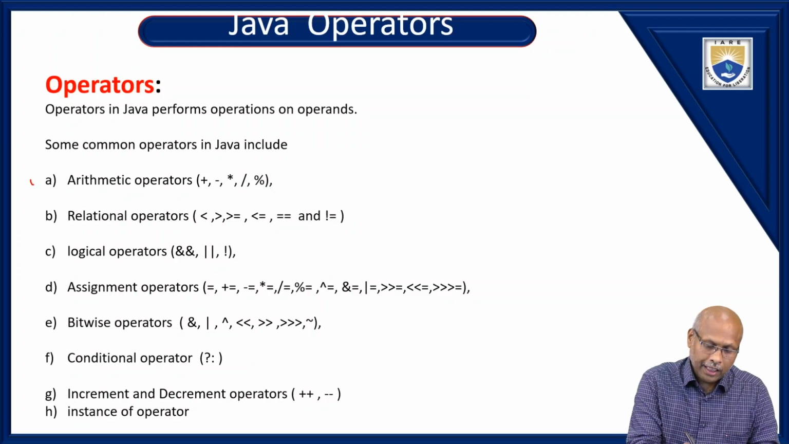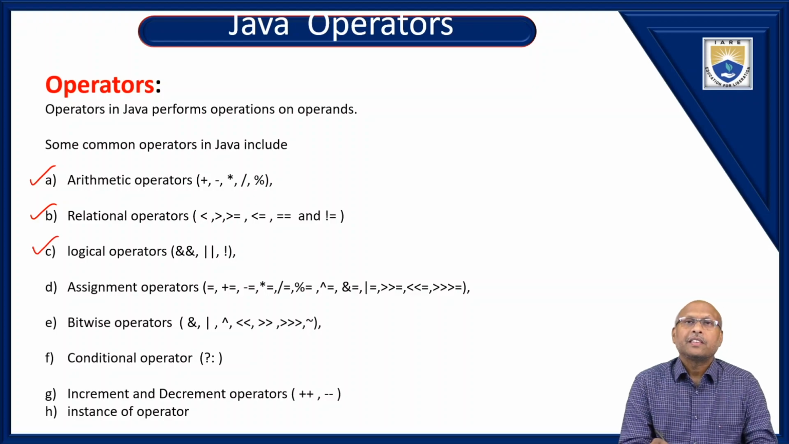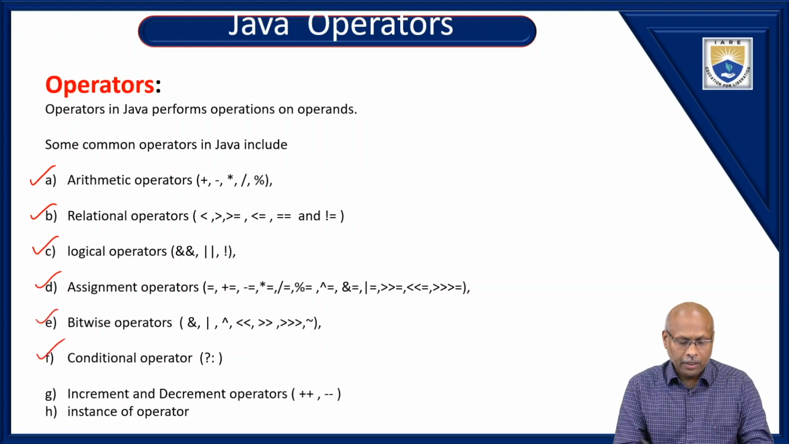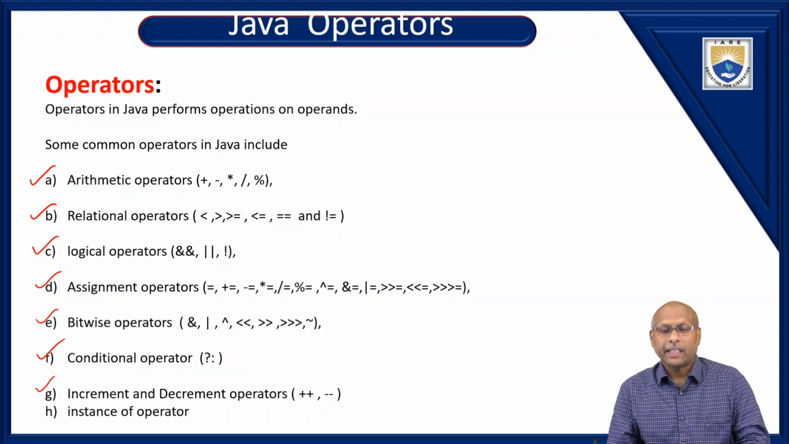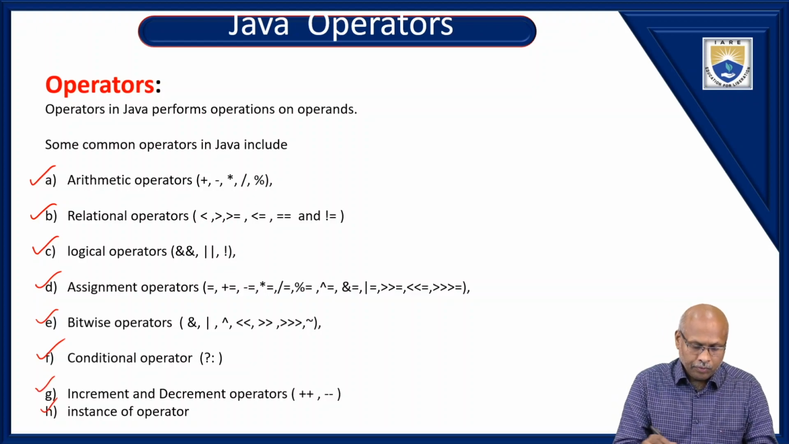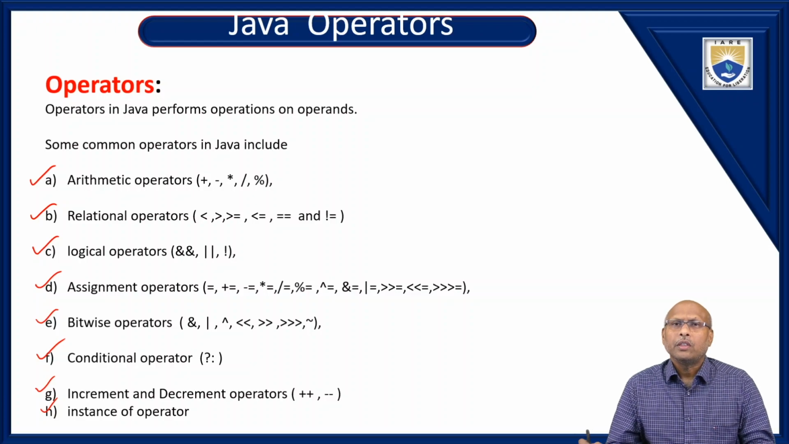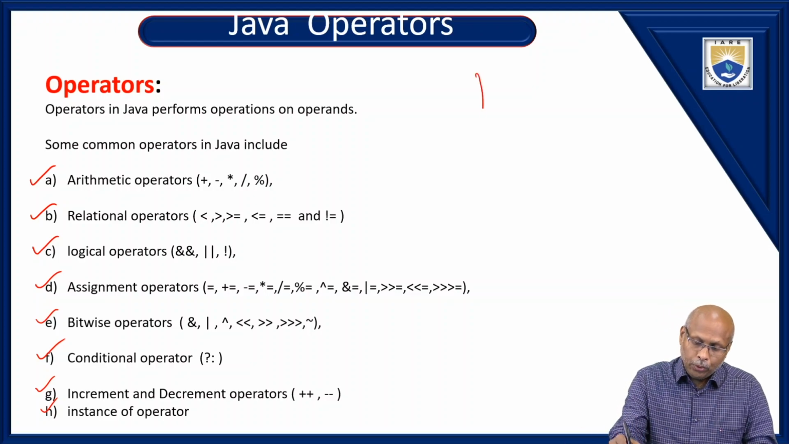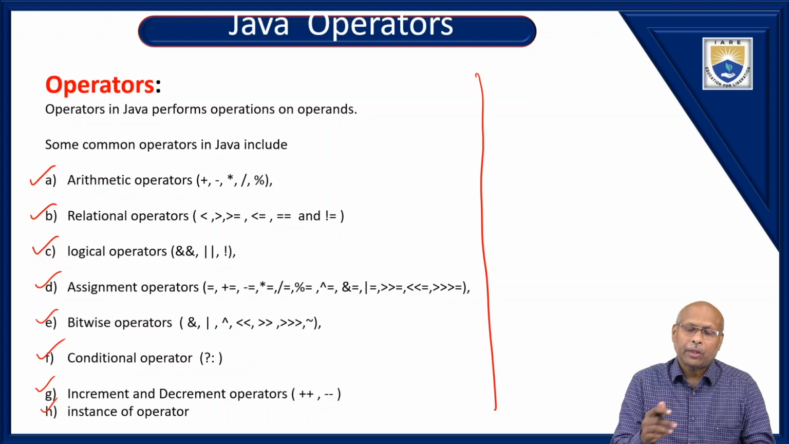Java supports various types of operators. One is arithmetic operator. Second one is relational operator. Third one is logical operators. Fourth one is assignment operators. Fifth one is bitwise operators. And the next one is conditional operator. And next one is increment and decrement operators. And next one is instance operators. So various types of operators are available in Java. How to use these operators using a program? If you observe here, you will find various types of operators.